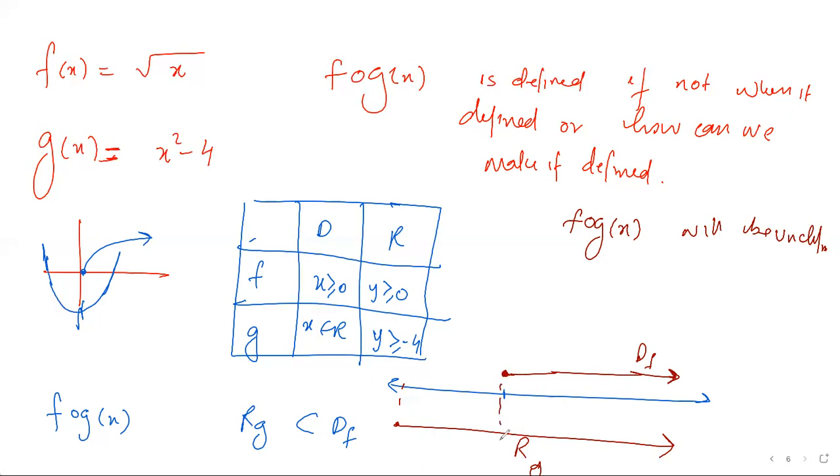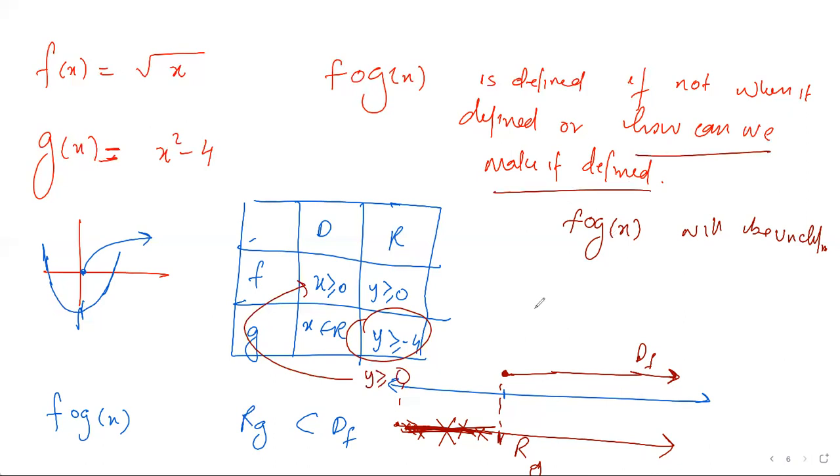There are certain values which you can cut down from the range of the inside function. If I remove this part, and instead of taking the range as y greater than or equal to -4, I redefine the function with the new range y greater than or equal to 0, then this entire set is a subset of x greater than or equal to 0. So any number I put out here now becomes a subset of the domain of f. This is how we can make it defined.